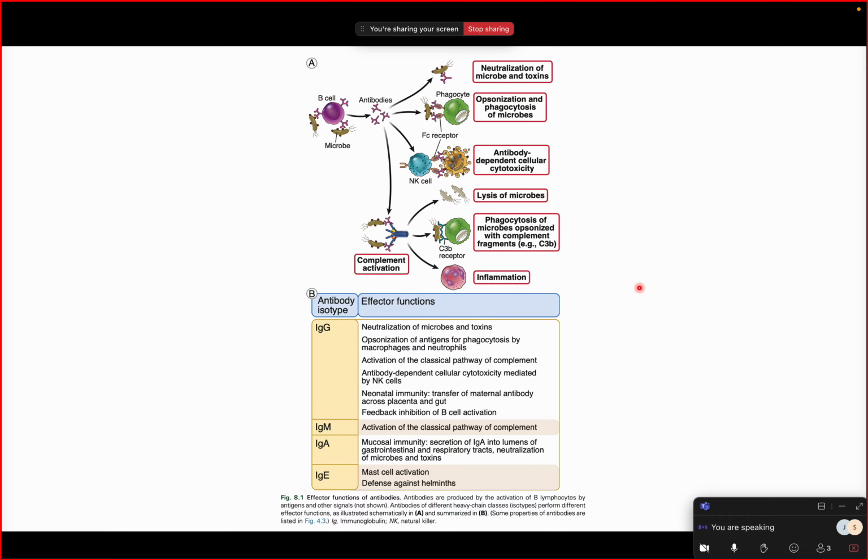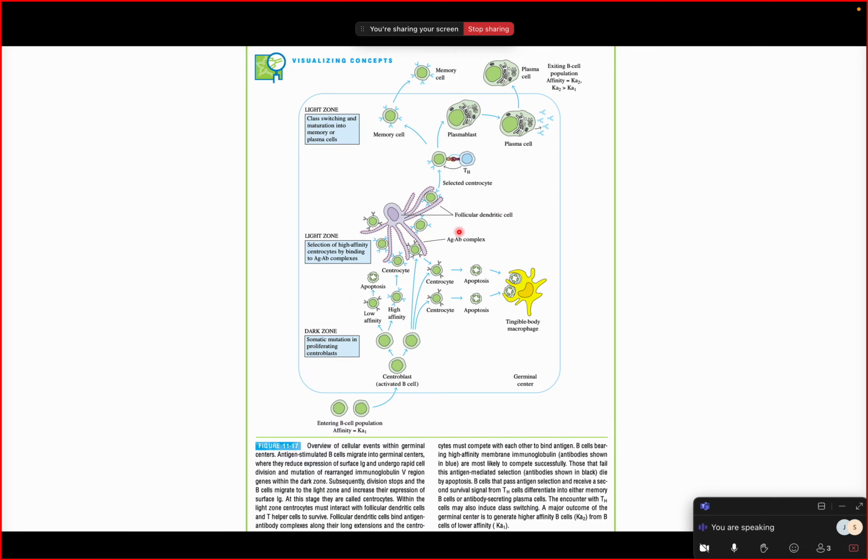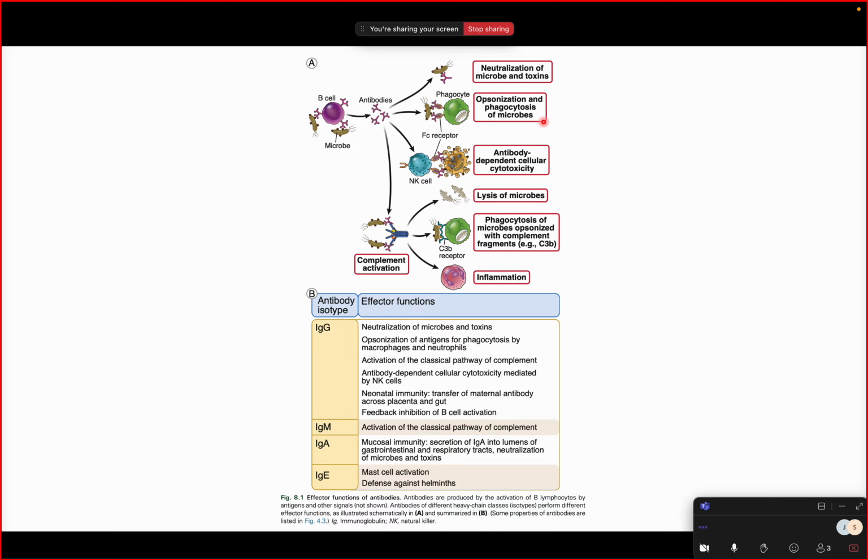Now the antibody is made after so much struggle, so much selection, everything is done, and now we have these antibodies. So what will happen when that antibody is there? There are a few ways through which antibody acts. Antibodies are produced, as you already know, by the activation of B lymphocytes by antigens and other signals. Antibodies of different heavy chain classes or isotypes perform different functions. So you should question this.